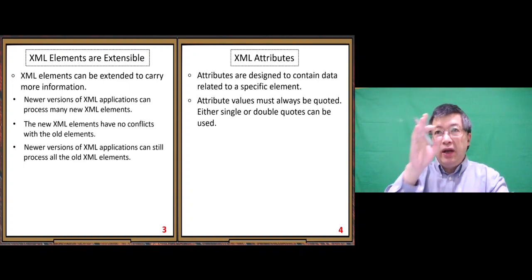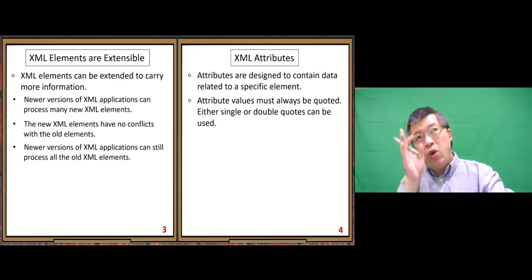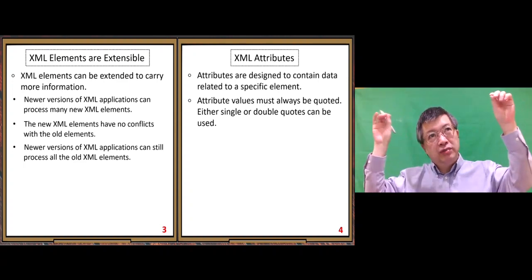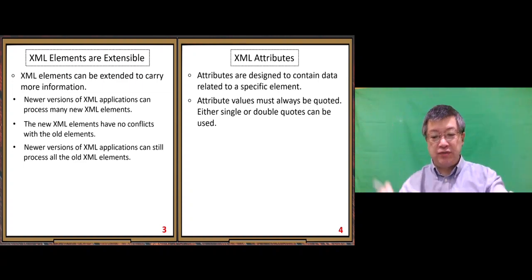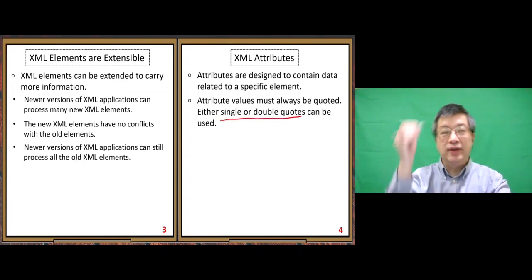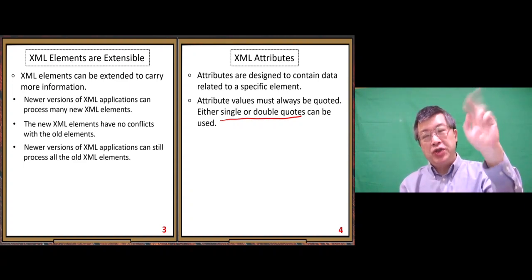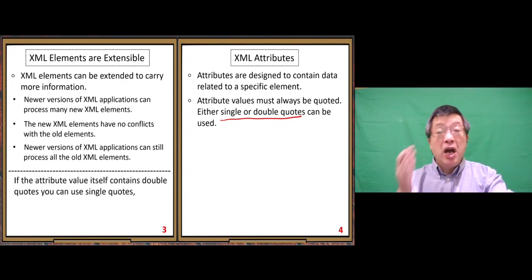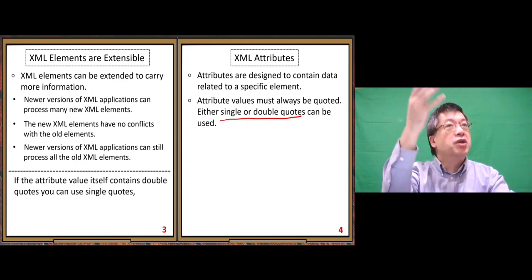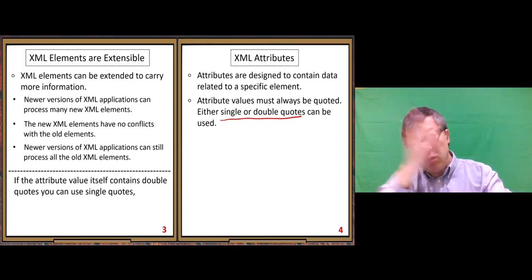First, attribute values must always be quoted. Yeah, we saw that. But when you put quotes around attribute values, you have options: single or double quotes. With these two options, for one special situation, it is very useful. So let's look at this example. Sometimes the attribute values could contain single quotes or double quotes. Let's talk about the situation containing double quotes.